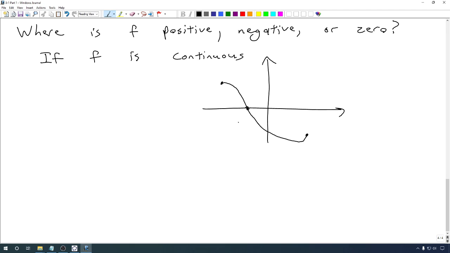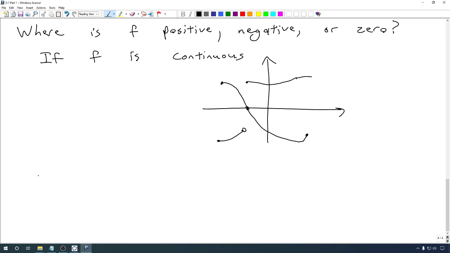So the only way that I can switch between positive and negative is either the function hitting 0 or the function not being continuous. Because it could be possible that we have a function that starts down here and then kind of jumps up to here. That's a possibility. But we have to have some point of discontinuity, or we have to hit 0 somewhere. There's no other options. So in order to actually determine where a function is positive or negative or 0, we start with determining the points where the function is 0 or not continuous.